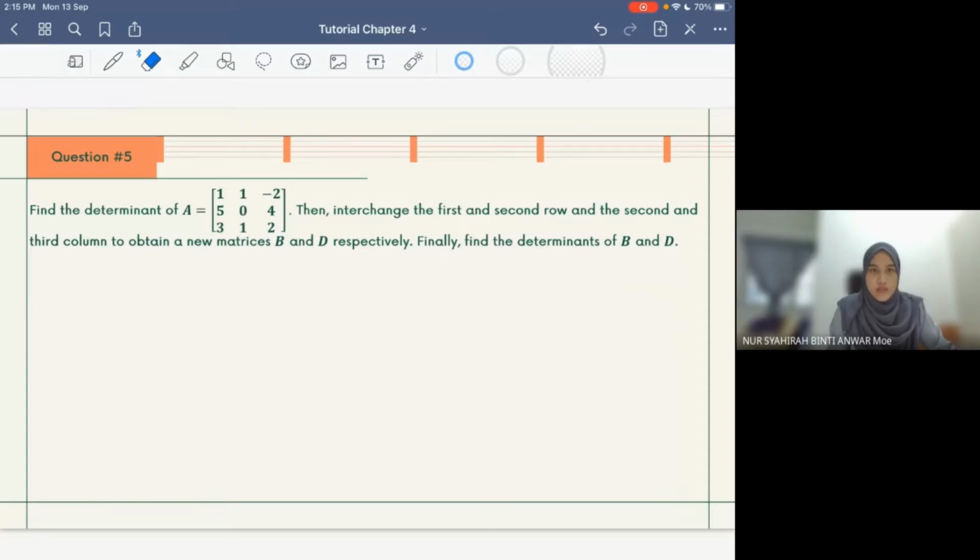Okay, kejap macam ada orang nak masuk. Yes. Okay, lepas tu dia kata apa?